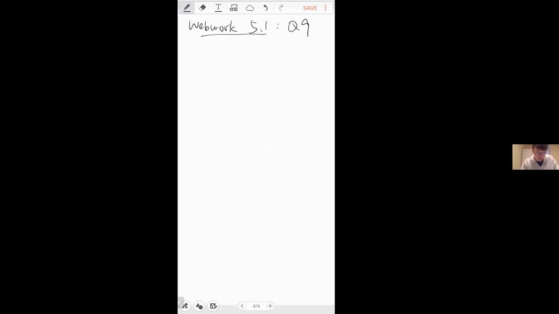So this is question 9 from webwork 5.1. Given the following equations, you want to find out the area between these three things. What do I do?